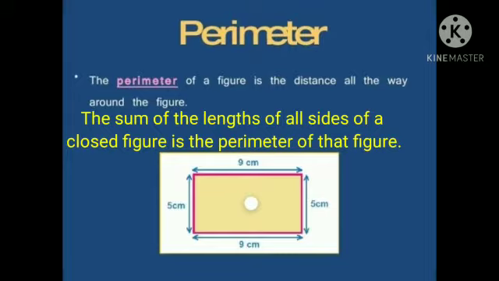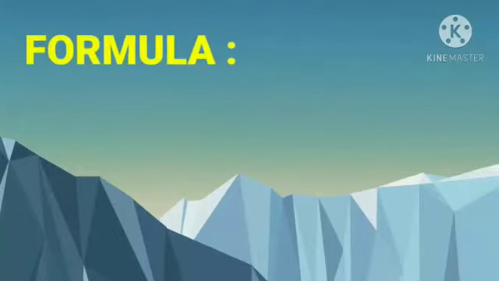Students, perimeter means the sum of all the sides of your closed figure. Understood? It means we have to find the edges of your closed figure. So whenever it is asked to find the perimeter, what will you do? You will take the sides of your closed figure. Clear? Now let's see the formulas for finding the perimeter.